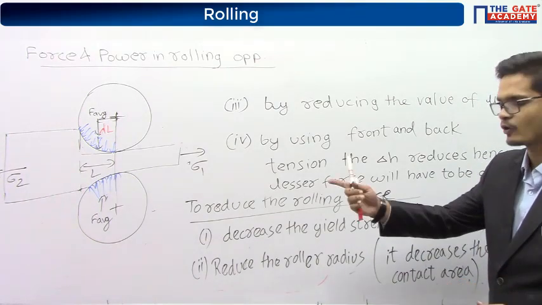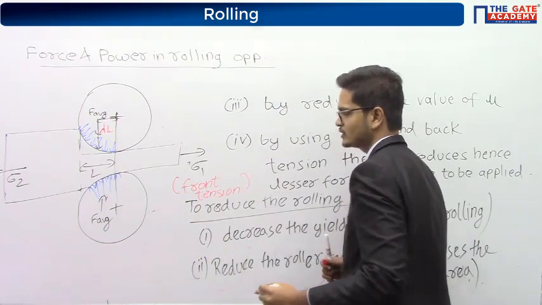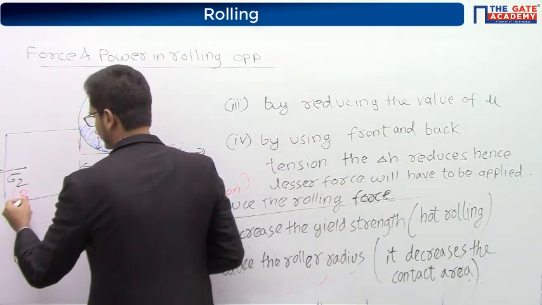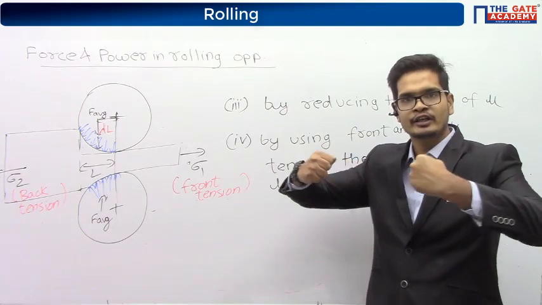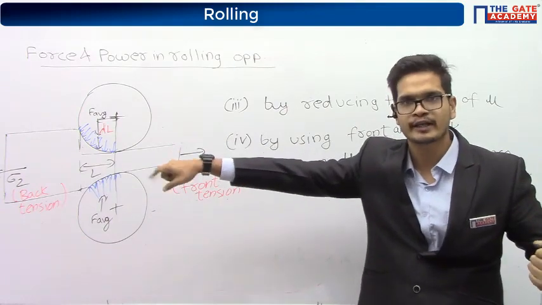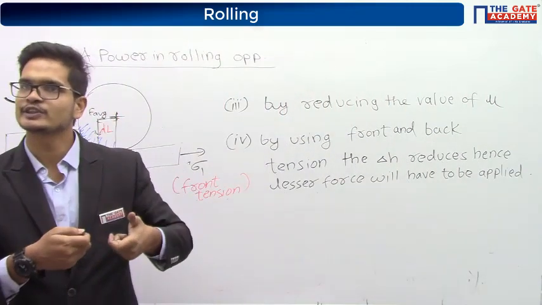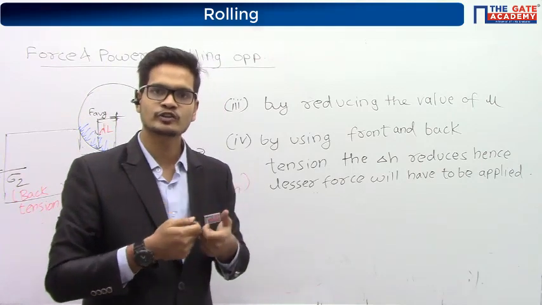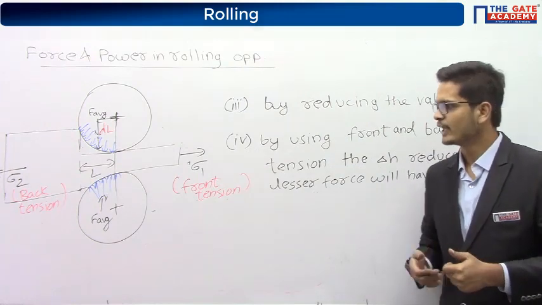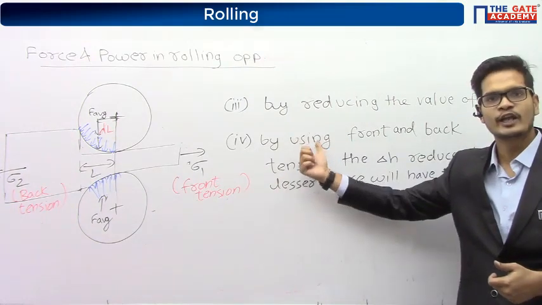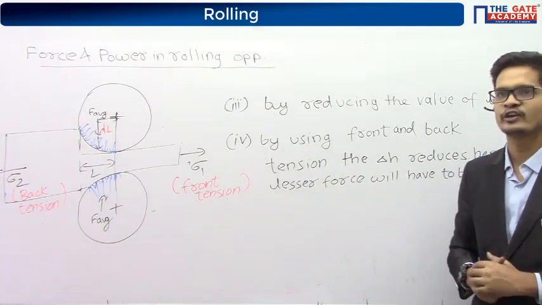The sigma 1 value is called front tension. Sigma 2 is called back tension. See, what is happening here is that the component is given a pull from the front and from the back. Because of Poisson's ratio, what will happen to its thickness? The thickness will reduce. And when the thickness is reducing, you will have to apply lesser force, and hence F average will reduce.